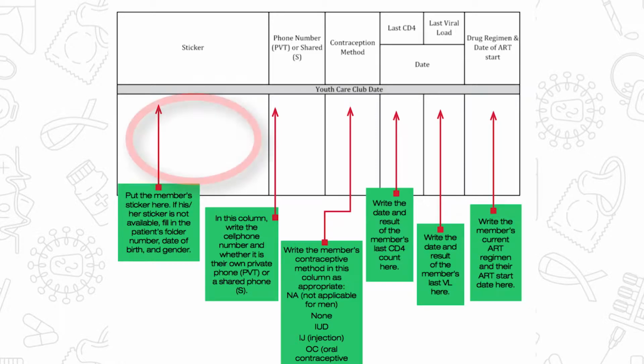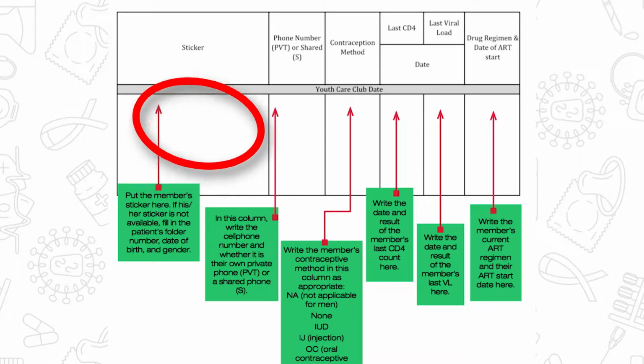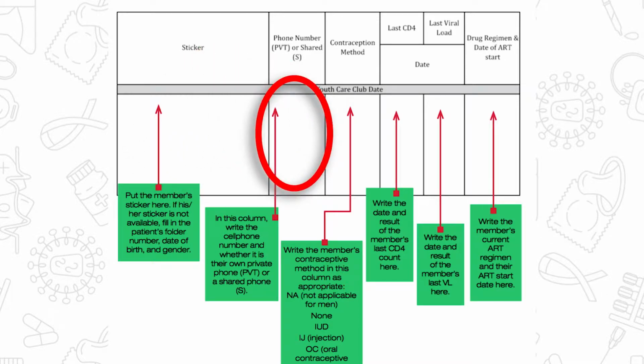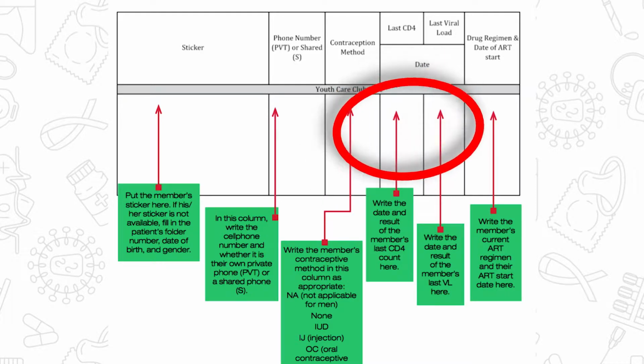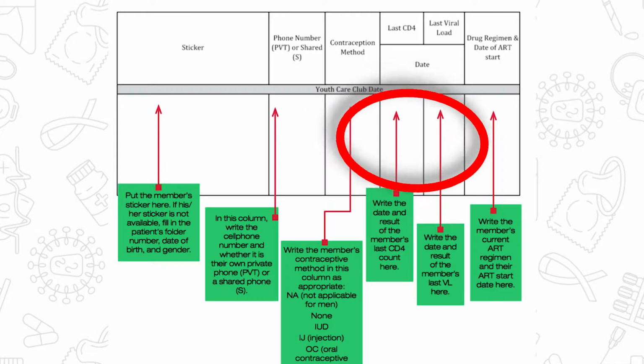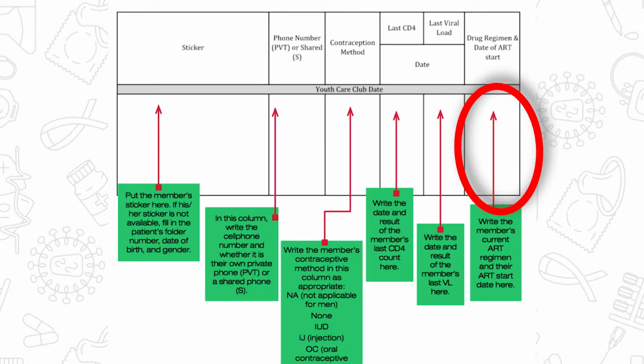Put the YCC member's name, date of birth, gender, and file number in the first column. Next, write the patient's phone number and note whether it is their own private phone or shared with someone else. Write the YCC member's contraceptive method, the date and the results of their last CD4 count, and their last viral load. In the last column, write the YCC member's current ART regimen and their ART start date.